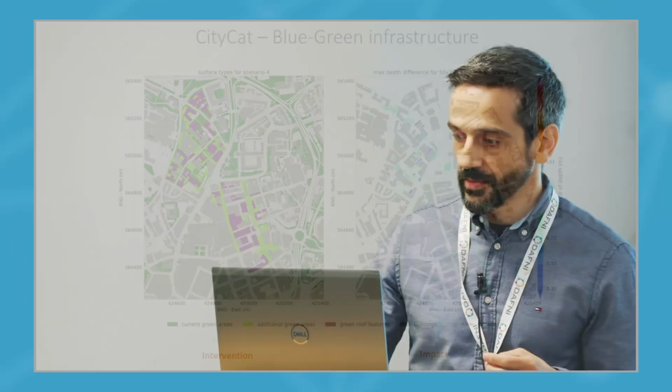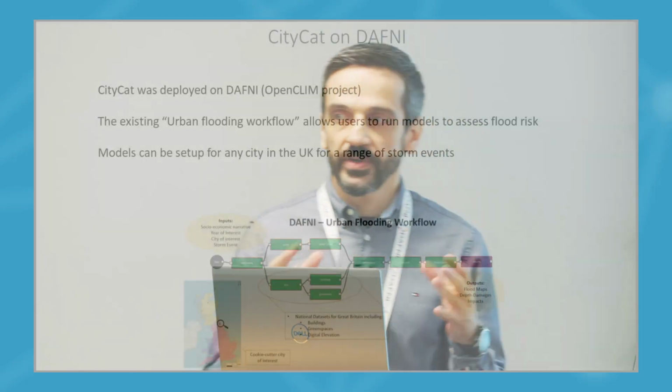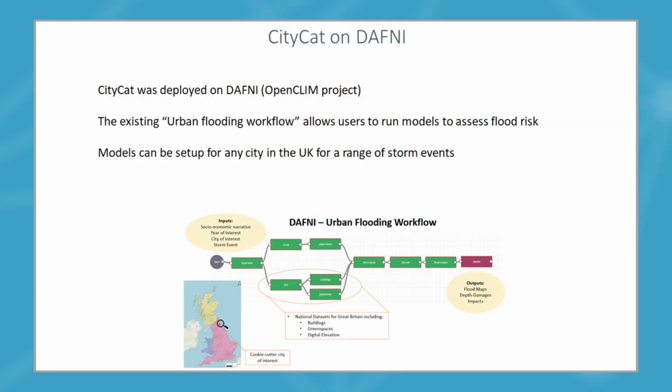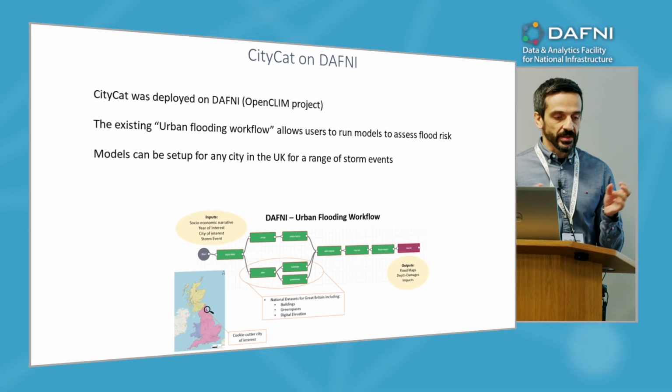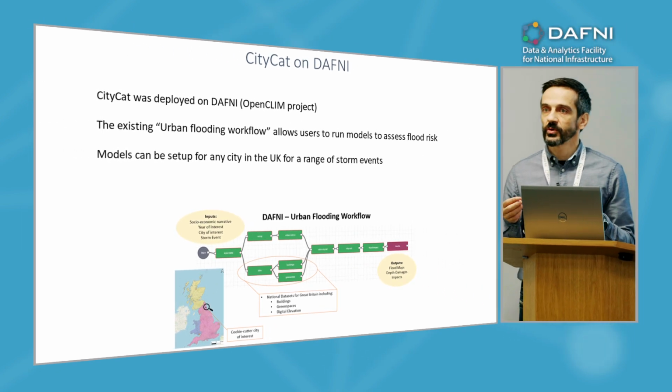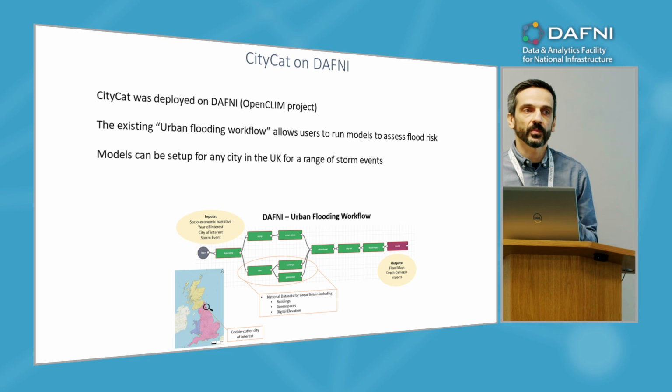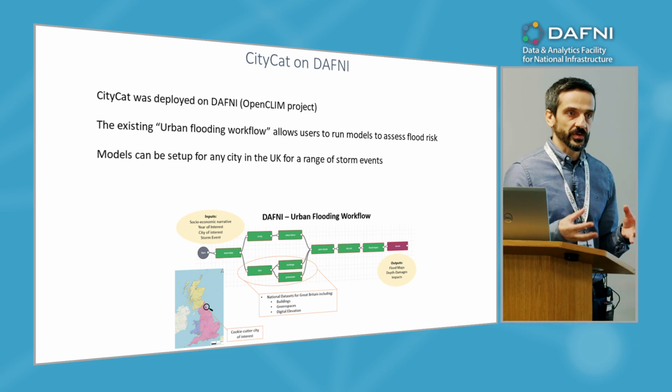So CityCAD on DAFNI. So the model was already deployed on DAFNI as part of the Open Clean project, probably around 3 years ago. Don't remember exactly, but the first workflow allowed users to assess flood risk for any city in the UK for a range of storm events, but it had limited functionality, so it couldn't really be used to model blue-green infrastructure.